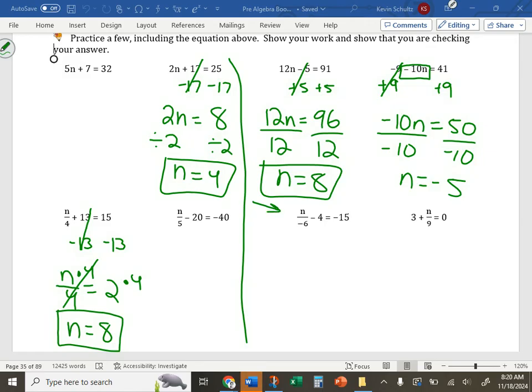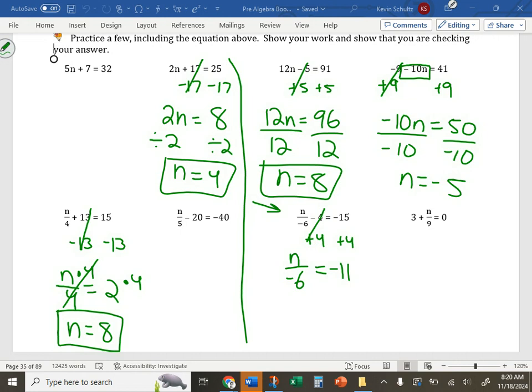Oh, add 4. Excuse me. Yes, add 4, to undo subtracting 4, opposite operations. So that cancels out that subtraction. We have n divided by negative 6, and negative 15 plus 4. Negative 19 or negative 11? Negative 11. Okay, starting at negative 15, adding 4, going to the right 4, negative 11.